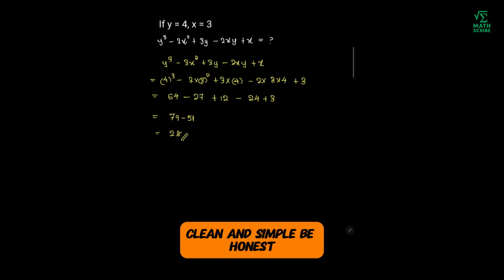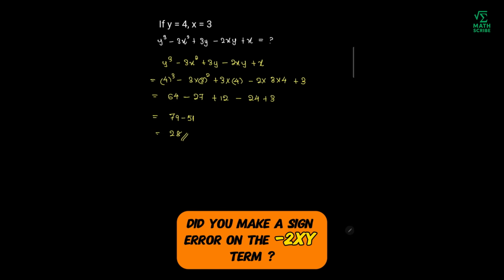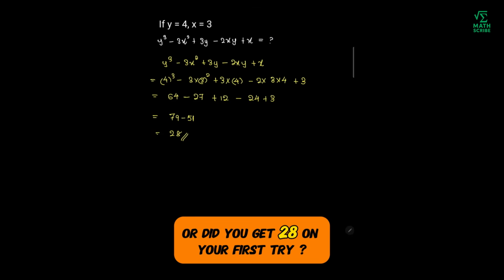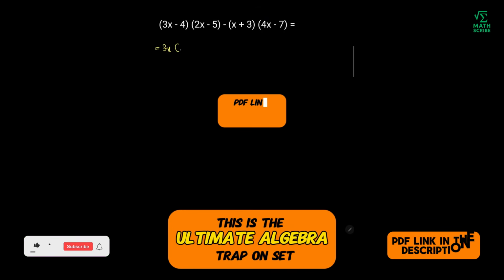Clean and simple. Be honest, did you make a sign error on the -2xy term, or did you get 28 on your first try? This is the ultimate algebra trap on the SET.